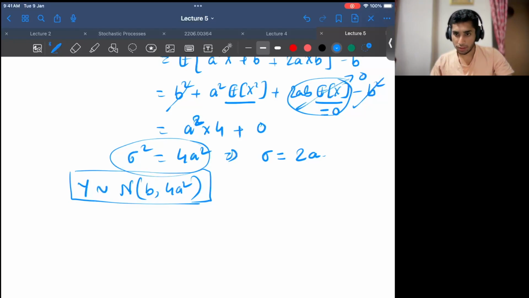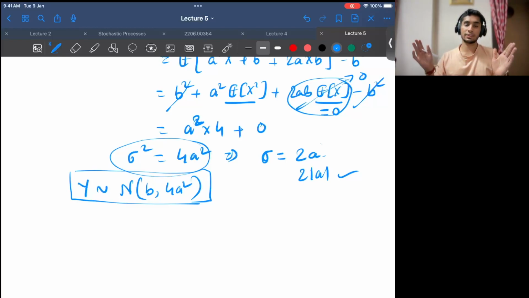I answered 2A and 2 mod A is present. Which one is preferable? Mathematically, 2 mod A is the correct answer. It's more preferable because sigma cannot be negative. The spread of a distribution is sigma, and the spread cannot be negative. It has to be positive. So in case A is negative, just adding the mod will make sure that it's always positive.